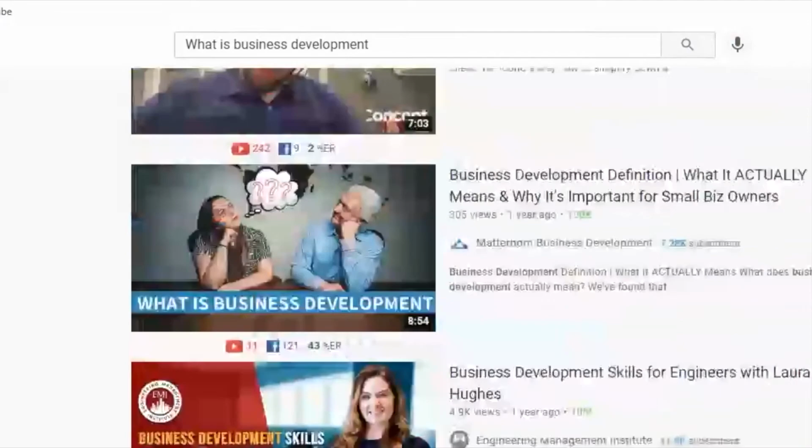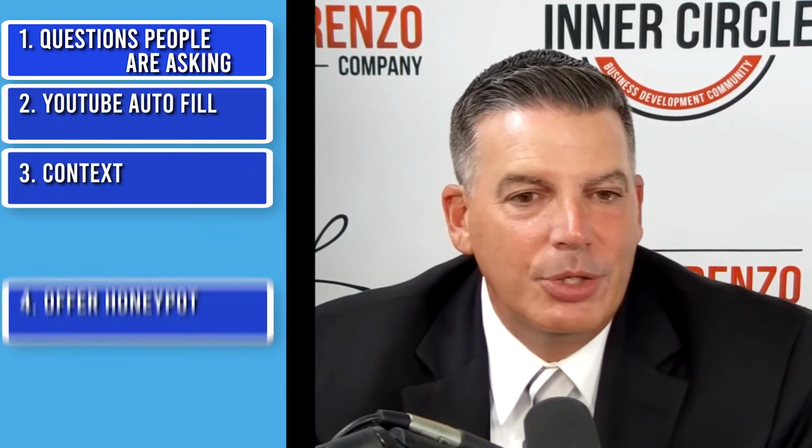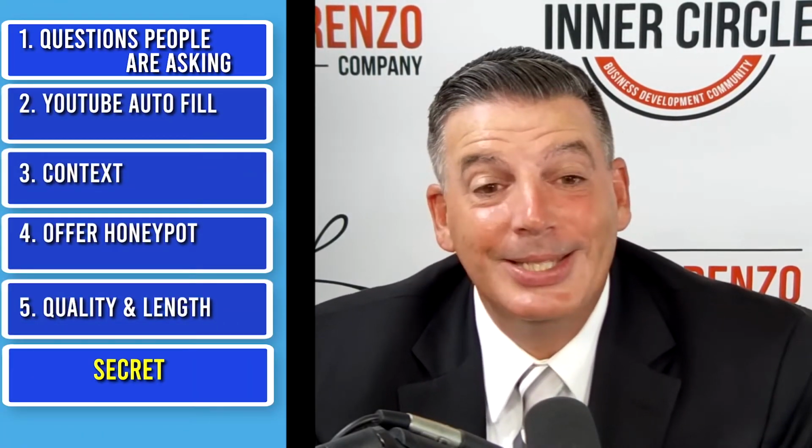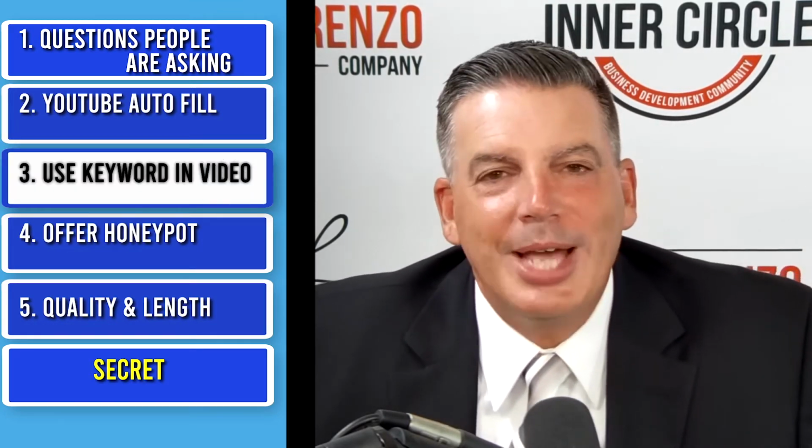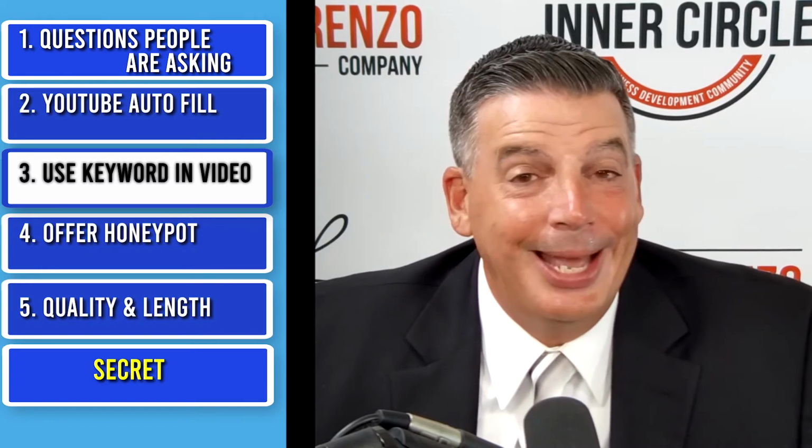What is business development? The third thing that is really important when you're trying to generate leads on YouTube is the context. Now, what does that mean? YouTube has gotten very good over the years, and excellent in the last 12 to 18 months, at determining what the video is all about based on the language that you're using. That's called contextual artificial intelligence. The contextual artificial intelligence that YouTube uses to determine the topic of the video is amazing.